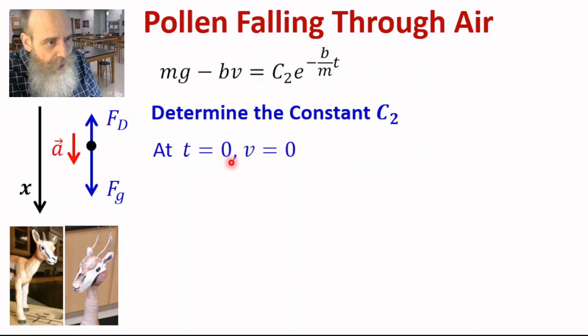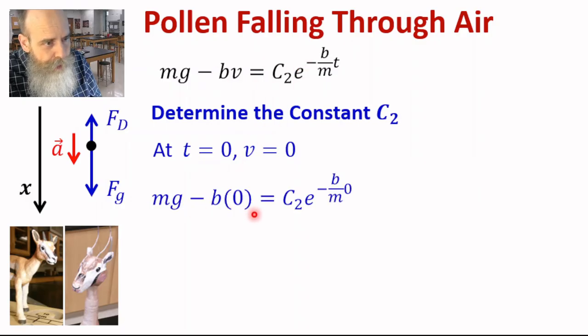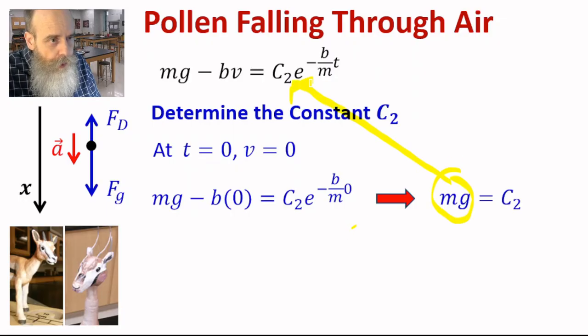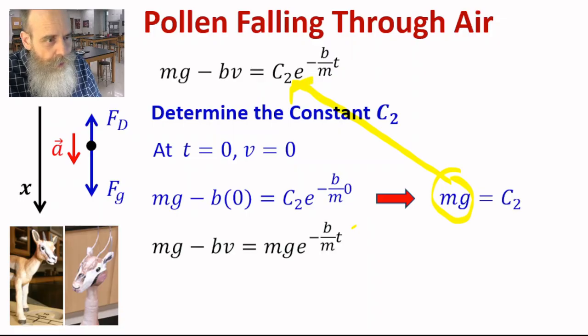Let's put these two things into this equation. This is what we get. mg minus b times 0 equals c2 e to negative b over m times 0. Well, this term is 0. This is e to the 0, which is 1. So we get mg equals c2. Now put the mg into our equation for c2, and then this is what we get. mg minus bv equals mg times e to negative b over m t.